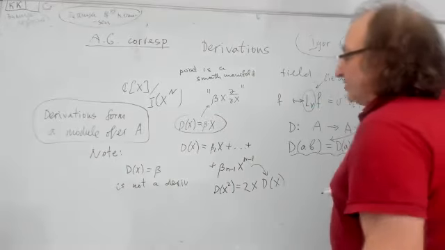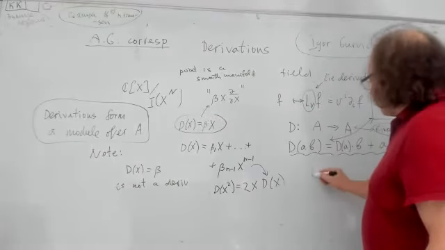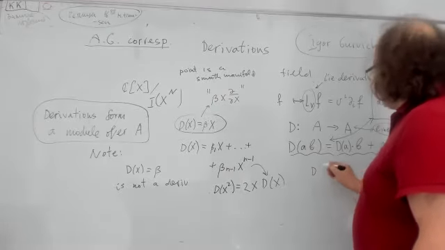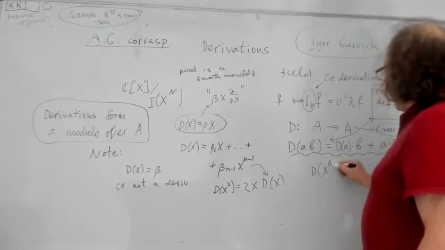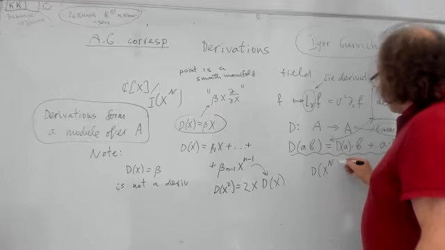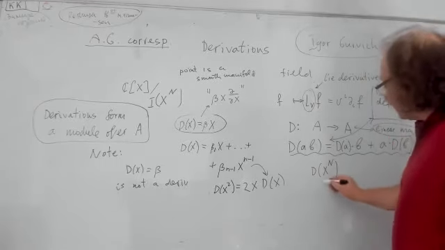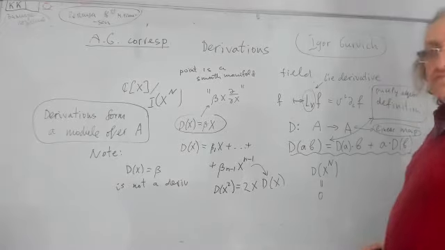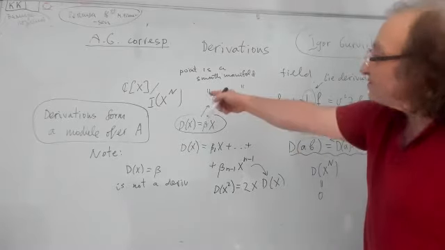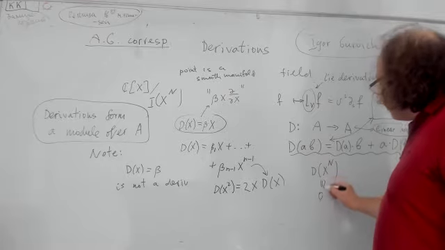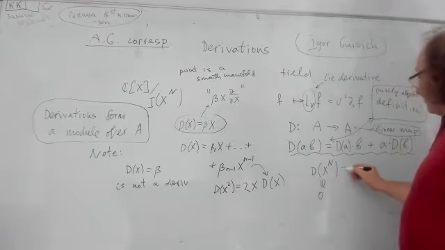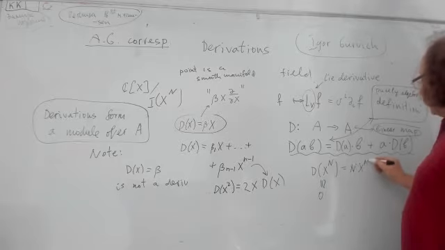Let me explain why. Because d of x to the power n, let me see, of n is 0, because x to the n is equivalent to 0, yes? From the Leibniz rule, it is n times x to the n minus 1 times d of x.